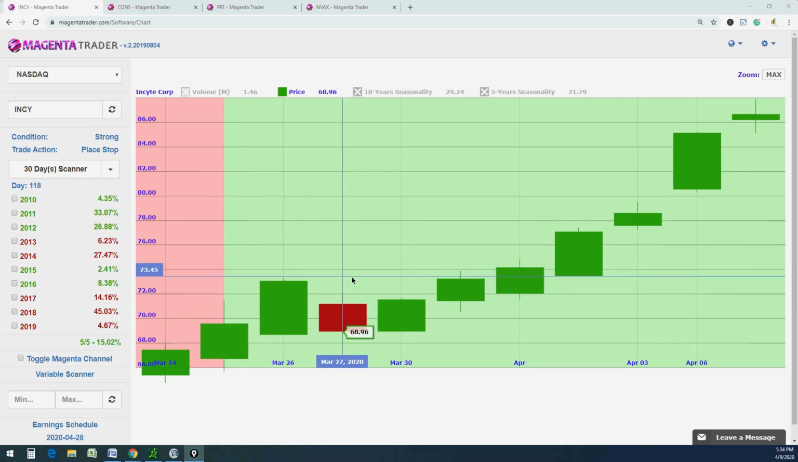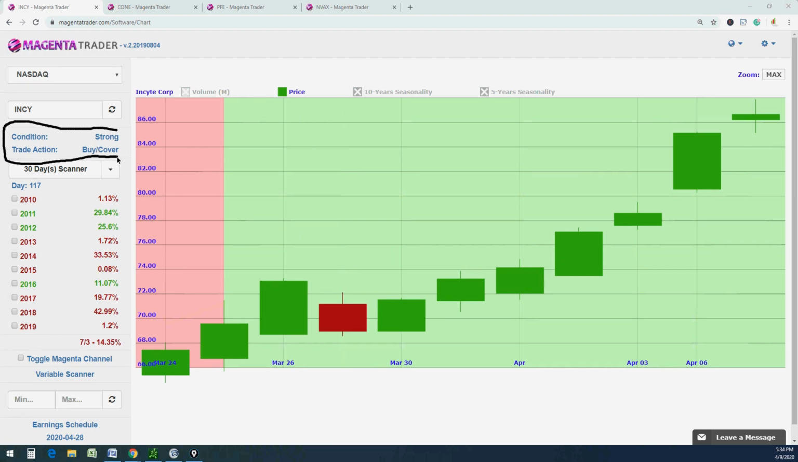The very next day, we had the red candle. Now, this is where people start panicking. Should I sell? Should I not sell? What should I do? But as you can see, what the interpretation software is saying is it might be a good time to place your stop. It's still strong. The condition is still strong. So again, just take a look at what it's saying over here.